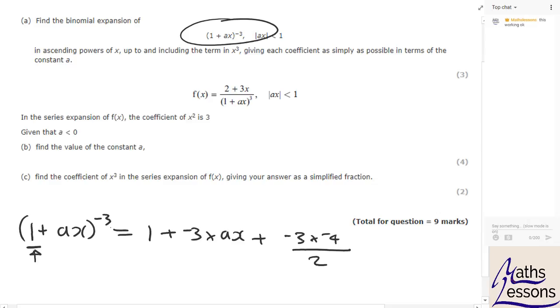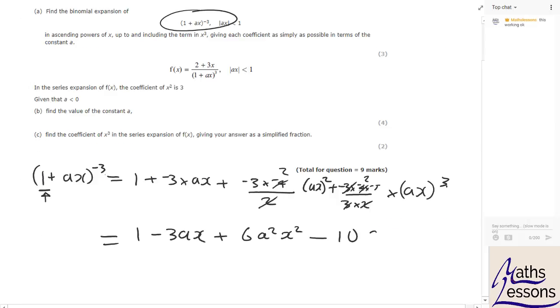So that gives me 1 minus 3ax plus, cancelling that with that to leave just 2, 6a squared x squared. Minus, doing a bit more cancelling to save ourselves some time, cancel that with 2 there, so that gives us 10. And you've got minus times a minus times a minus, so that gives us minus 10a cubed x cubed, and plus all the rest of the terms.